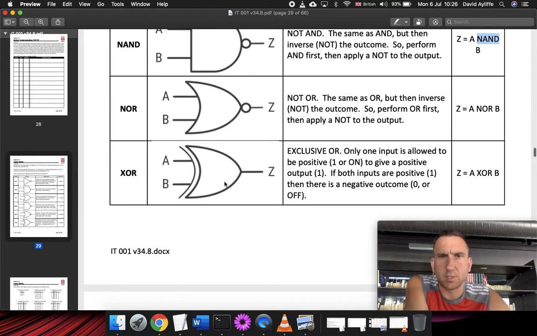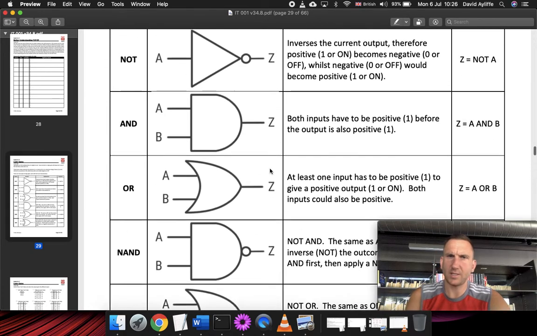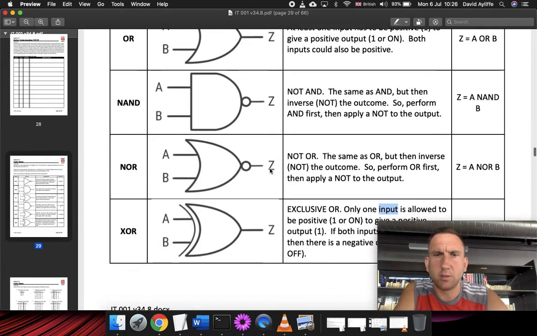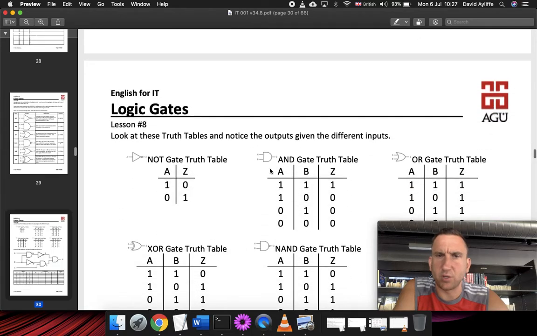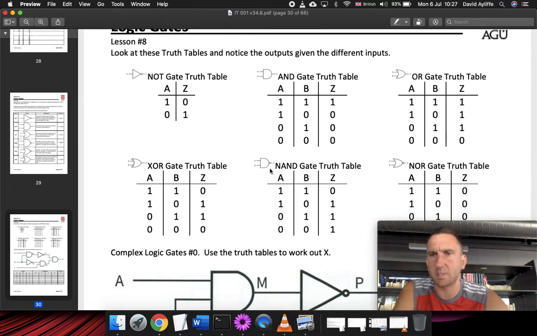Exclusive OR, this is a bit different. Only one input is allowed to be positive to give a positive output. If both of these are positive, there is a negative output. So that's the kind of theory. Maybe it's kind of difficult to visualize. Well, these truth tables help us visualize this more easily.